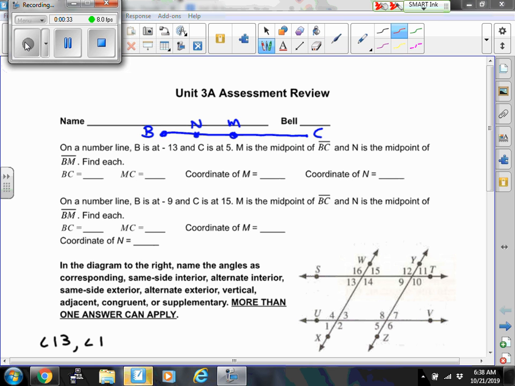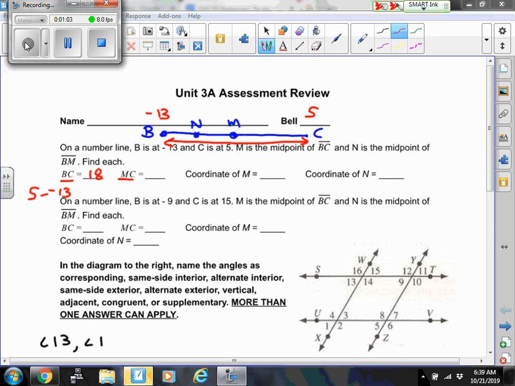First questions, these are asking length. They're saying the length of BC and the length of MC. To do that, when you have numbers, you are taking the difference between these two. In other words, simply subtract them. So to get BC, the length from here to here, I'm going to subtract 5 take away negative 13, and I will get 18.